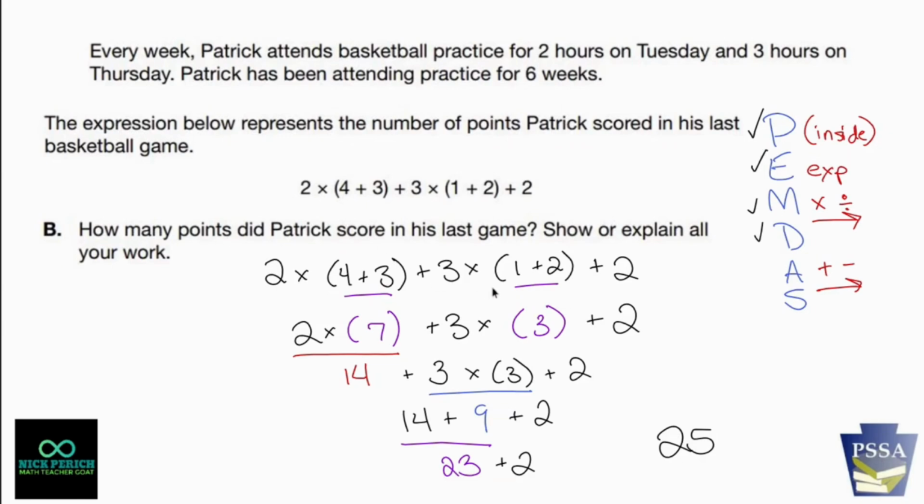So how many points did Patrick score? 25 points. It asked us here to show our work or explain our work. I showed my work. That's all I need. Never do both, because if you accidentally write out an explanation and you say something like, I multiplied 23 and 2, they're going to take points away from you. So if it says, show your work, and I did, I don't need to explain anything. That's part B.